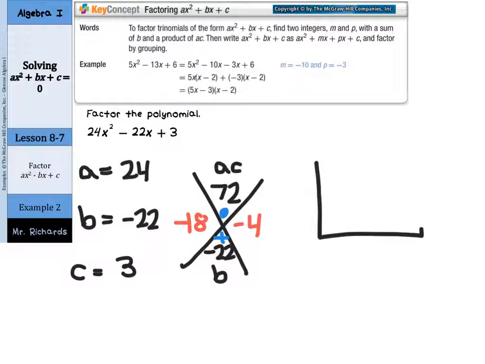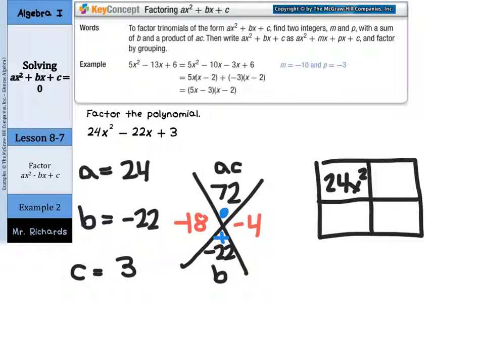And so if we set up our box now, the first term is 24x squared. Our last term is 3. And we're replacing the negative 22x with negative 18x and negative 4x. So let's look for the greatest common factor here. For the 24x squared and the negative 18x, since the 24x squared is positive, this is going to result in a positive number. And the biggest thing we can pull out of here seems to be a 6x.